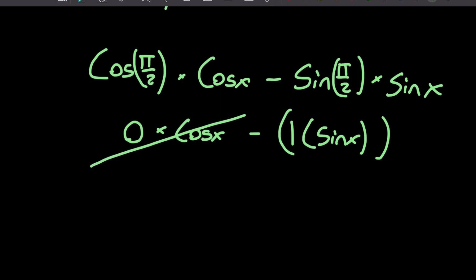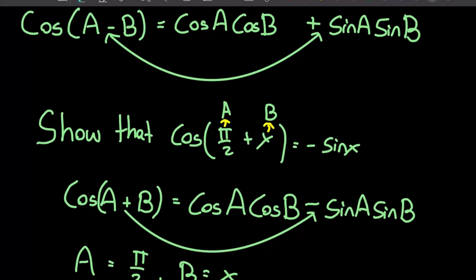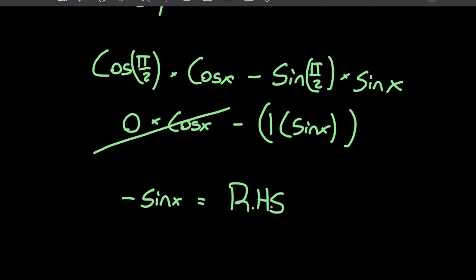So we'll just be left with negative sine x. And that's going to be equal to the right-hand side, because this is what the question had asked us to prove, actually. So the question asked us to prove that cos of pi over 2 plus x is equal to negative sine x, and using the expansion we were able to find that.